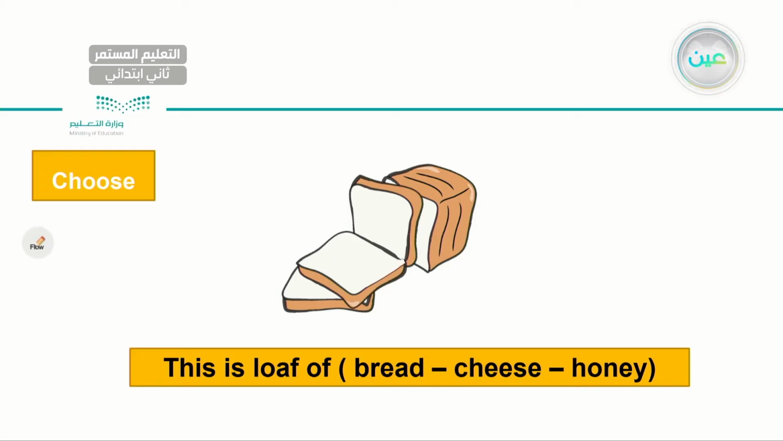So let's choose first. This is a loaf of what? What do you think, my dear student? What is this picture? Bread, cheese, or honey? What do you think? It is bread. Very good. A loaf of bread. Remember, the word bread is uncountable, same as cheese and honey.